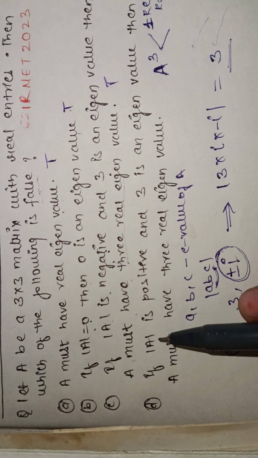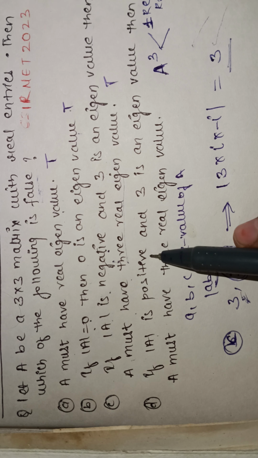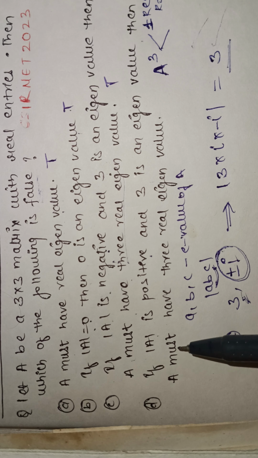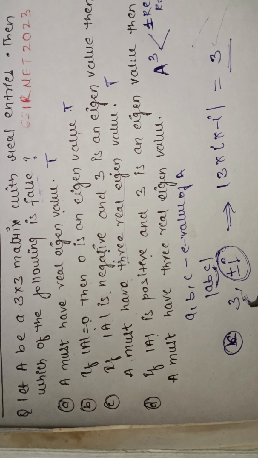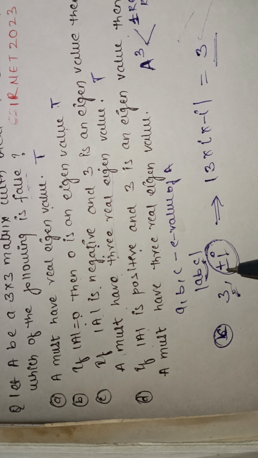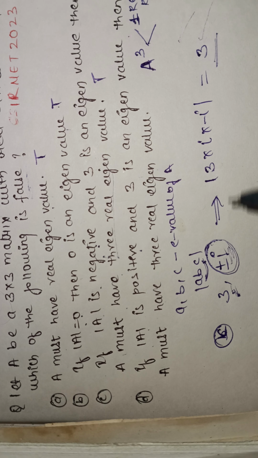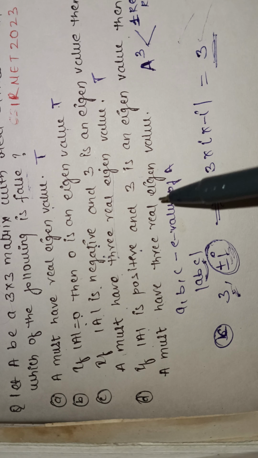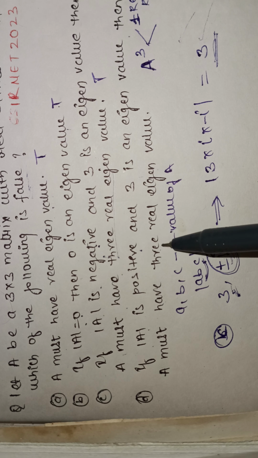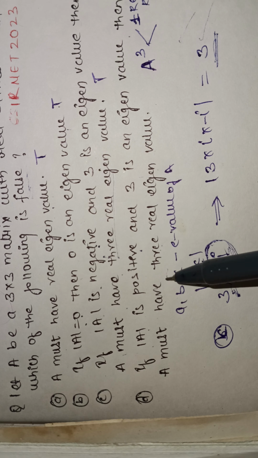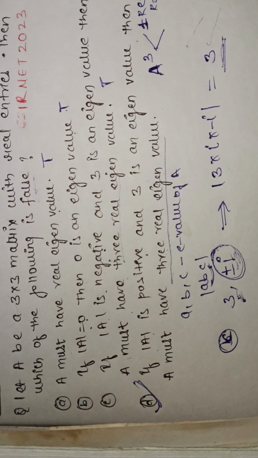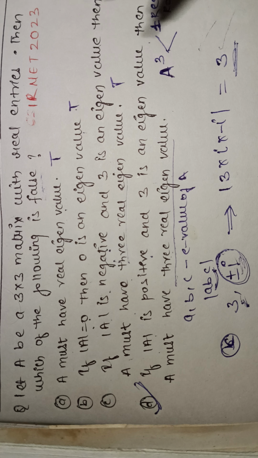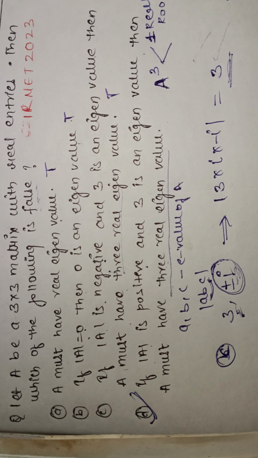And for the last option, determinant of A is positive and 3 is a real eigenvalue, then A must have 3 real eigenvalues. By this example only, we can contradict this statement, where we have taken the imaginary eigenvalues and we get the determinant positive. Here it is mentioned that A must have 3 real eigenvalues, which is wrong. So this statement is false, and this is our correct answer. This is a question based on our theoretical knowledge. So this is the solution.